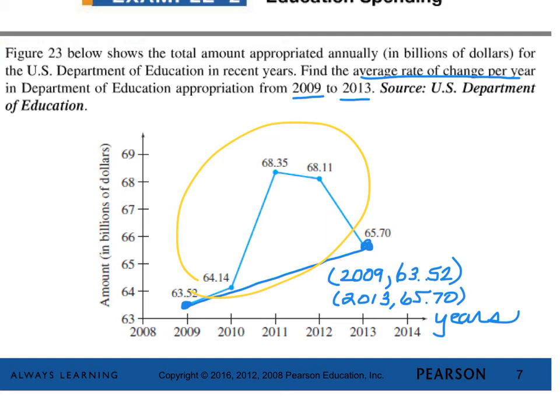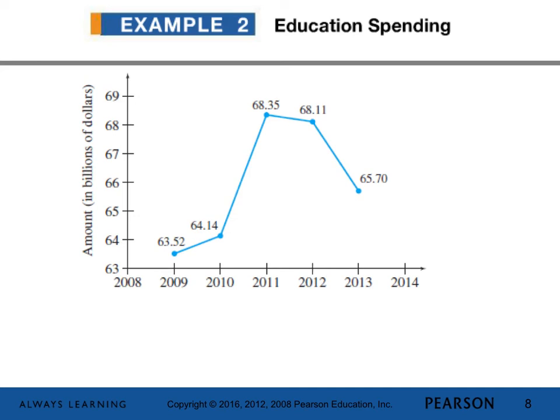So in order to find that average rate of change, we're going to take the point 2009, 63.52, and the point 2013, 65.70, and we're going to calculate a slope, because we're looking at the slope of the line that connects those 2 points.